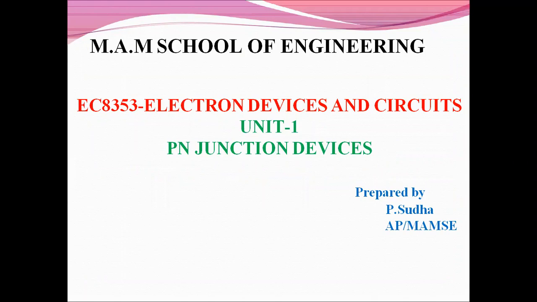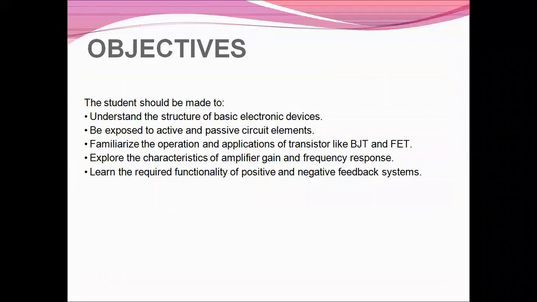EC8353 Electron Devices and Circuits, first unit: PN junction devices. The objective of the subject is that students can understand the structure of basic electronic devices. They will be exposed to active and passive circuit elements.